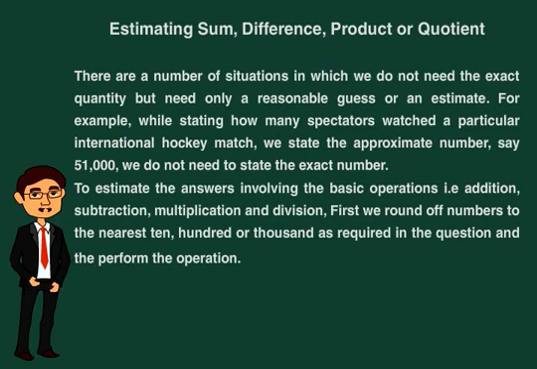Estimating sum, difference, product, or quotient. There are a number of situations in which we do not need the exact quantity, but need only a reasonable guess, or an estimate. For example, while stating how many spectators watched a particular international hockey match, we state the approximate number, say 51,000. We do not need to state the exact number. To estimate the answers involving the basic operations, i.e. addition, subtraction, multiplication, and division, first we round off numbers to the nearest 10, 100, or 1000 as required in the question, and perform the operation.